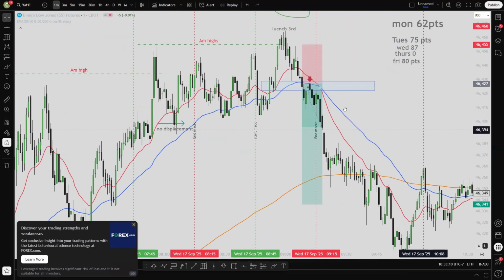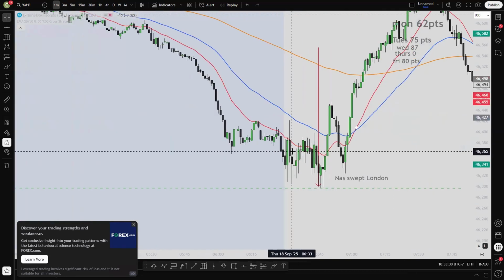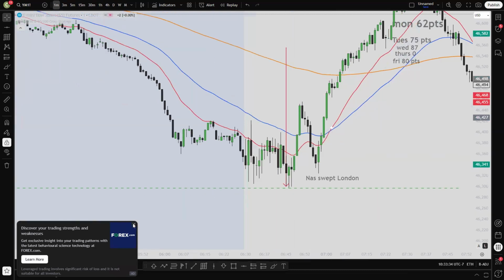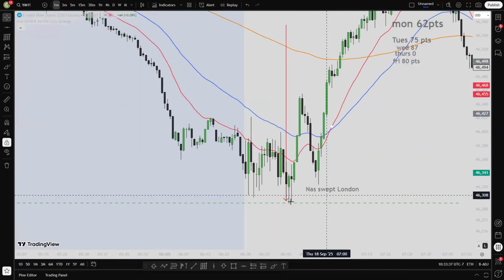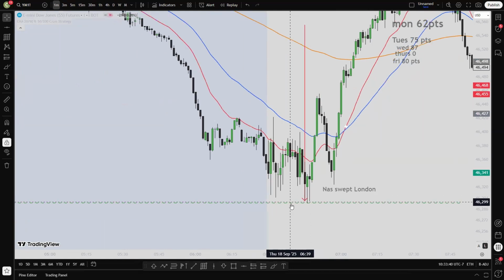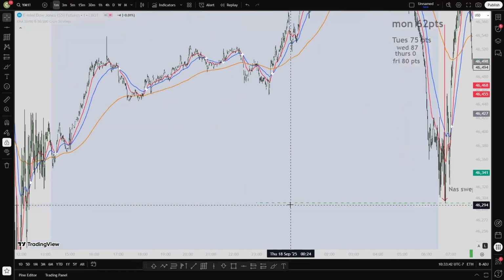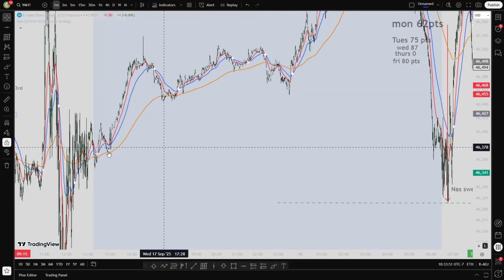We're going to head into Thursday. So Thursday is right here, and this is the first AM macro. What I've done here is make a green line, and that green line is actually the sweep of the Asia mid-range, which happened up here technically.